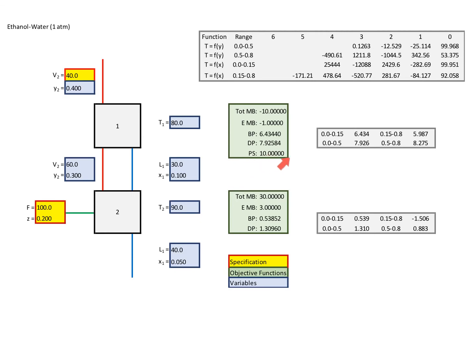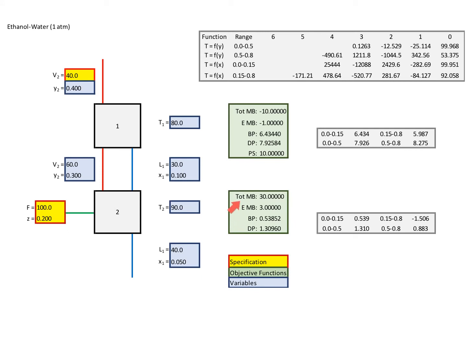And over here I have the equations in green for both stages. So we have the total mole balance, the ethanol mole balance, the bubble point equation and dew point equation, which I'll discuss in a second. And here is the process specification, which basically in this cell, we just have V minus L. They should be equal since it's a reflux ratio of 1. And so my guess didn't have that, so that's not 0.